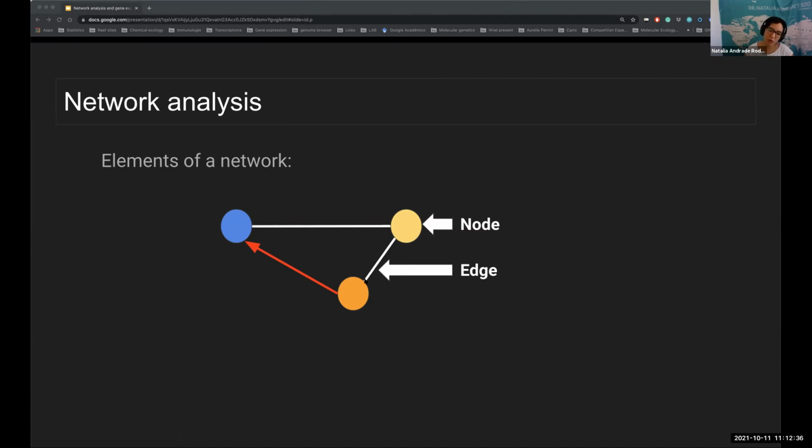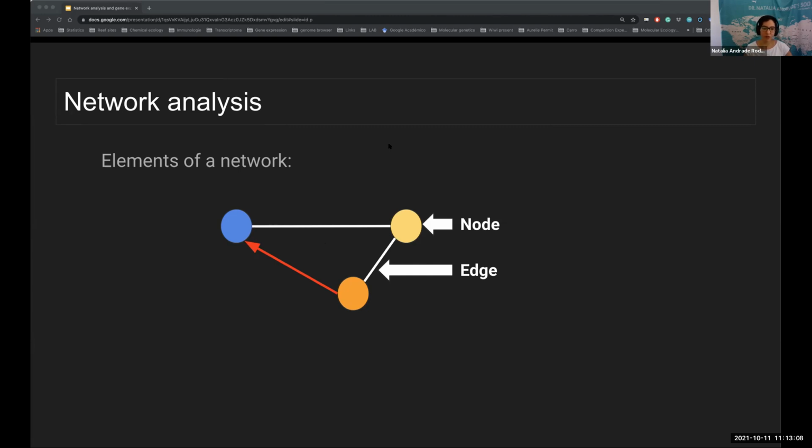The connections between nodes are called edges. In gene expression, it can be that one gene is co-expressed with another, or if your nodes are people, that person A knows person B, or with web pages. So it is how the elements you use to build your network are connected to each other.